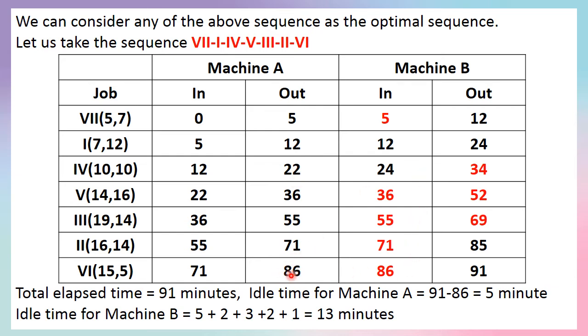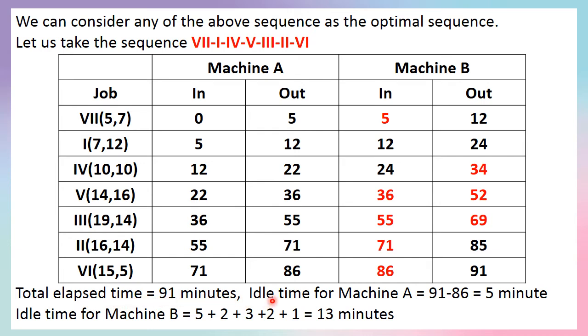Now in 86 minutes machine A will finish the entire job, that is all the 7 jobs, in 86 minutes. And the total elapsed time, that is the entire process, takes 91 minutes to finish all the jobs by machine A and machine B. So the total elapsed time is 91 minutes.